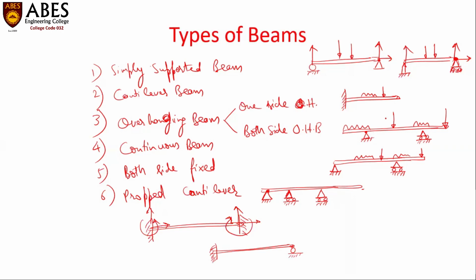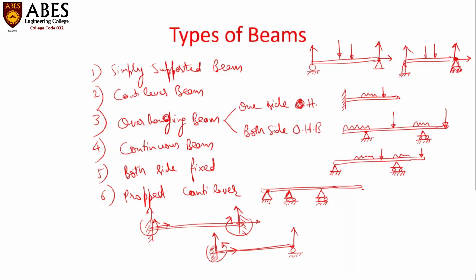So in case of continuous beams, there may be a number of unknown variables. It may be more than three. In case of both side fixed beam, the number of unknown variables may be six because two forces and one moment on each support. In case of propped cantilever, there will be once again at least four unknown variables, two forces and one moment on the fixed support side and one reaction on the roller support side. So there will be four reactions or four unknown variables.